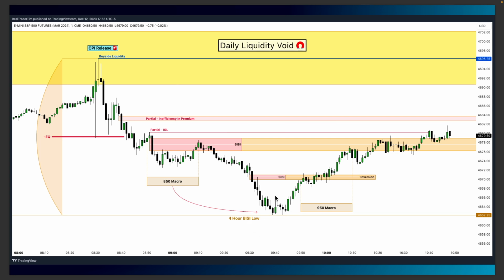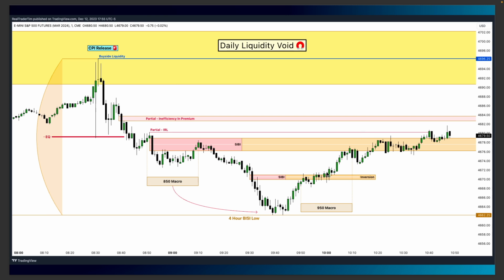Now, do we see respect of this 4-hour fair value gap low? Yes, to the tick. What occurs? We're finding support off of it, and we're entering what time? The 9:50 to 10:10 macro. Now, recall what I already stated. This SIBI was utilized to send us to this key reference point. So what does that make this SIBI? It makes it a high probability inversion. So the PD array that's used to send us to a target, key reference point, inefficiency, it's higher probability that it's going to be used as support in this case once we close above it because we're bullish.